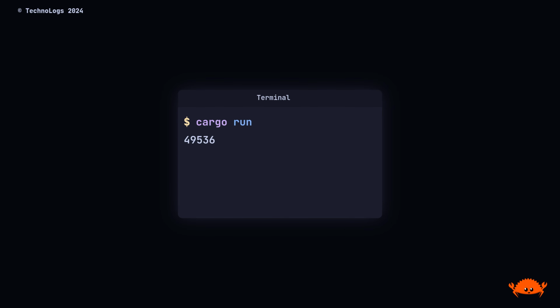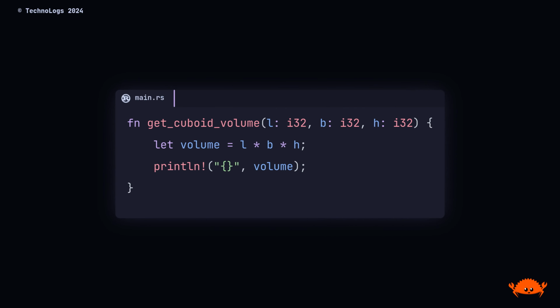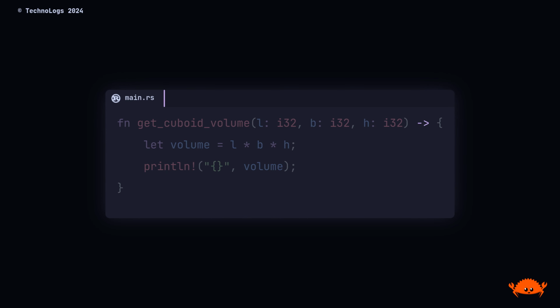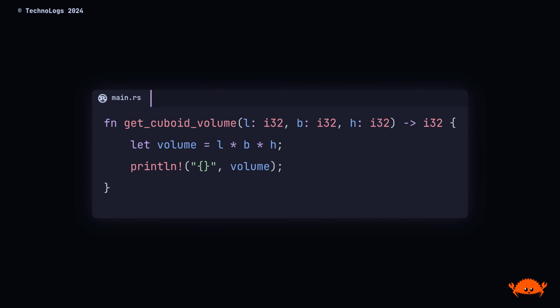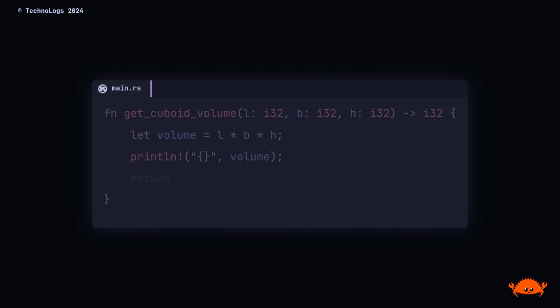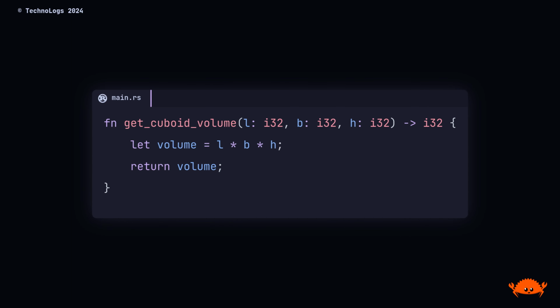But sometimes we want to get the result and do some more calculations on it. We can do that by returning the result. First, we need to tell the compiler what type we want to return. To specify the output type, put a dash and then a right angle bracket just before the starting curly brace, like this. Then specify the type, which in our case will be i32. Next, at the end of the function, we can use the return keyword and specify the variable we want to return. We can also remove the println statement since it's no longer required.